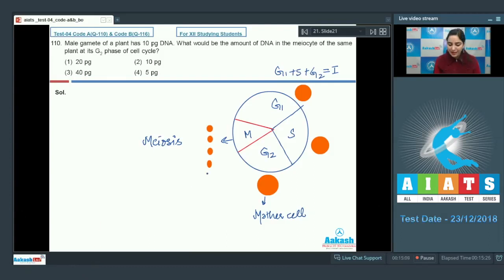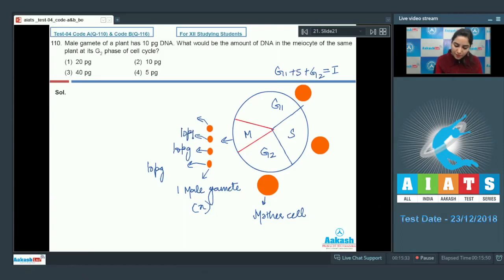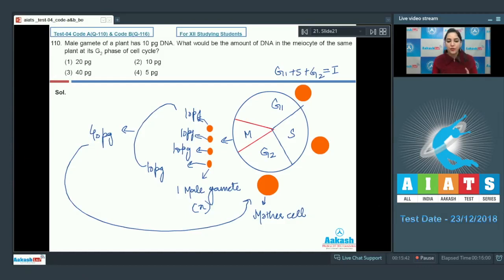Now it says that one haploid cell, one male gamete, which is a haploid cell, has 10 picogram of DNA. So this cell has got 10 picogram of DNA, which means the rest of the other 3 haploids will also have 10 picograms of DNA. So here also we'll have 10 picogram. Here also I have 10 picogram. Here also I have 10 picogram, which means this is in total 40 picogram. So this 40 picogram was present here in the mother cell at G2 phase.